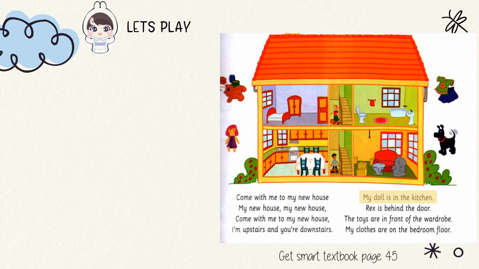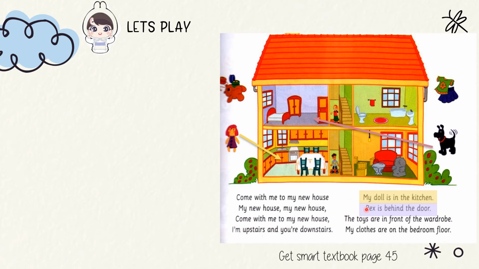First, my doll is in the kitchen. Okay, her doll is in the kitchen. Okay, next one, Rex is behind the door. Okay, the dog is behind the door. Okay, this one is the door.